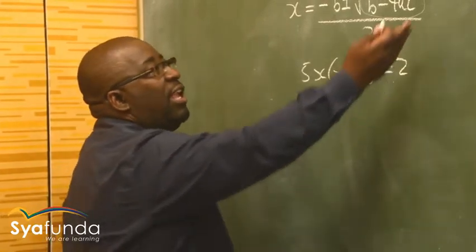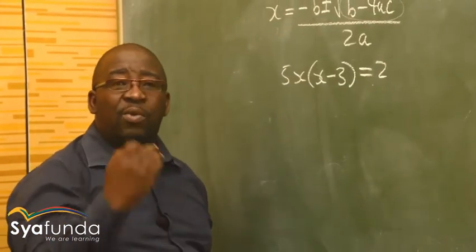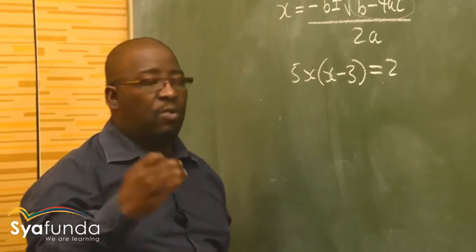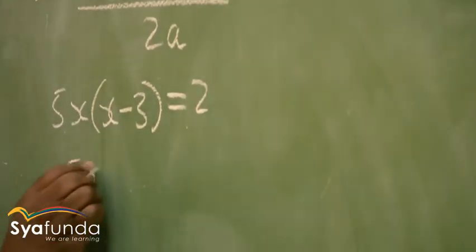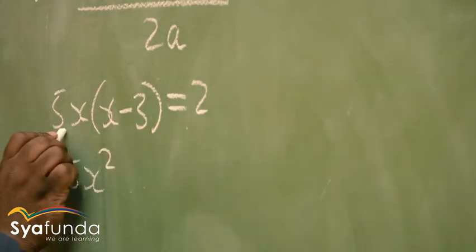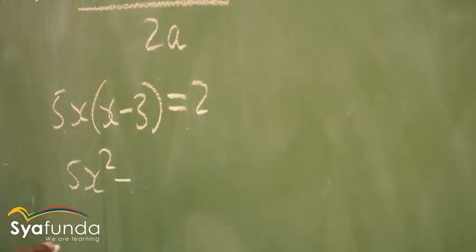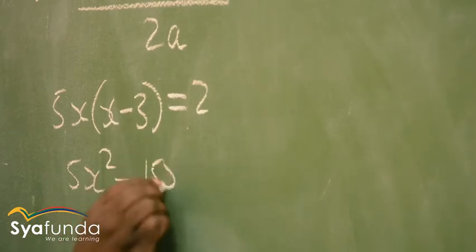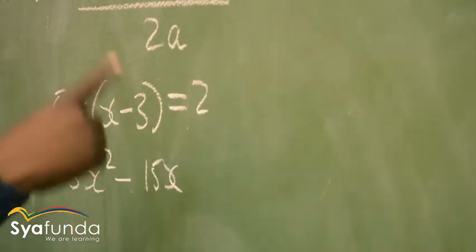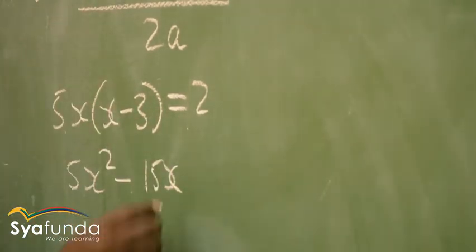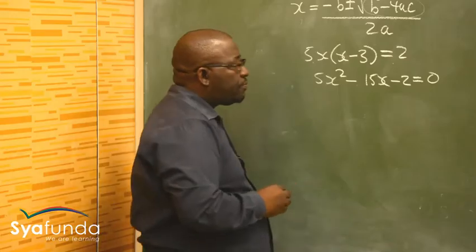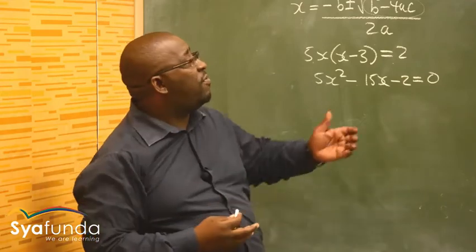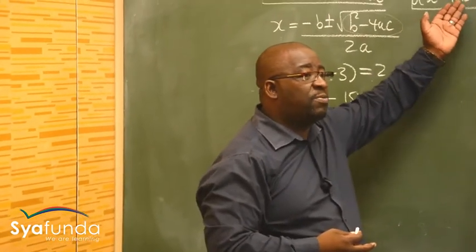Let's break this into that form first so that you can see what is a, what is b, and what is c. When we break these brackets, it's going to be 5x squared. 5x times minus 3 gives us minus 15x. Then we take this 2 to this side because we want to have 0 on the right-hand side. So it's going to be minus 2 equals nothing.